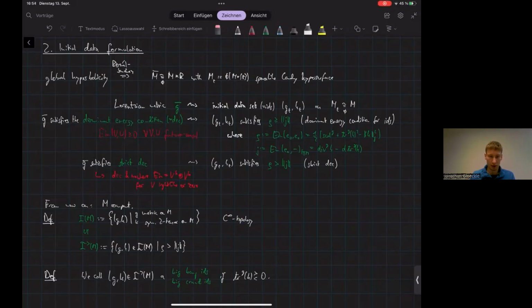There's another technical thing that I will need, and this is that this Cauchy hypersurface M is compact. So we are talking about spatially compact spacetimes here. Of course, it would be nice to also generalize these results to non-compact manifolds, maybe with certain boundary conditions. But this is not what I'm going to do in this talk.